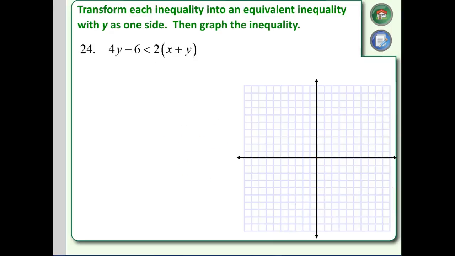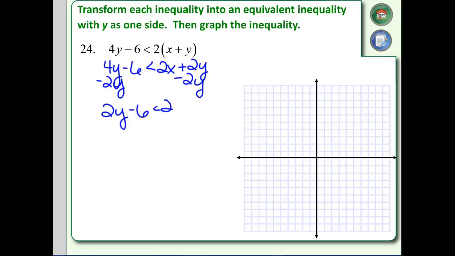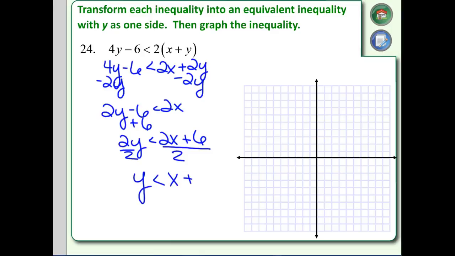Okay, one slide left. Once again, we've got to get this into slope-intercept form. These last few slides have just been for you to practice to rearrange and make sure that you get your equation into y-intercept form. Well, I need the y's out in front anyway so I can graph correctly. So let's do that. 2y minus 6. And now we've got to add 6. So we've got 2y is less than 2x plus 6. And one more move and we'll finally get y alone. Y is less than x plus 3.